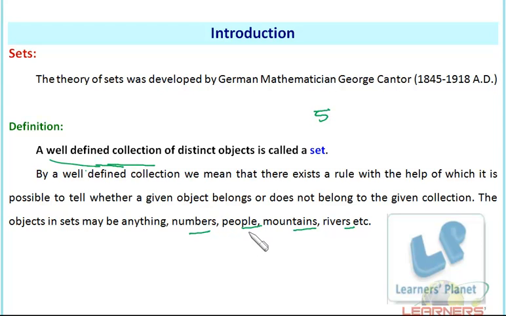Suppose I talk about people, right? And maybe all the students in your class. Now there must be 20, 30, 40 students in your class, right? So the set of students of your class is a well-defined collection of distinct objects. Here we can say distinct people. Suppose in your class maybe Ram is there, Sita is there, Bharat is there, maybe Vijay, Rajesh, various persons are there. All of them are distinct and you clearly can say this person belongs to our class. So that's a well-defined collection. Okay, so a set is a well-defined collection of distinct objects.